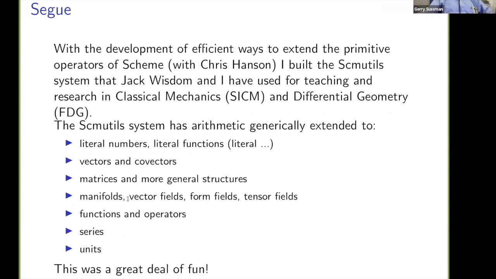I built this Scmutils system, which Jack Wisdom and I have used for teaching and research in classical mechanics and differential geometry. The system generically extends arithmetic to everything: literal numbers, that means things like symbolic vectors and covectors, matrices and more general structures, manifolds, vector fields, form fields, tensor fields, functions and operator series, and units, and there's a lot more. I just didn't have enough room to put it on the slide. This is many years of work, and it was a great deal of fun.